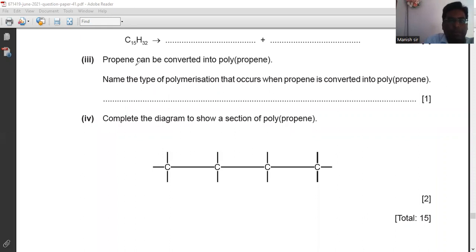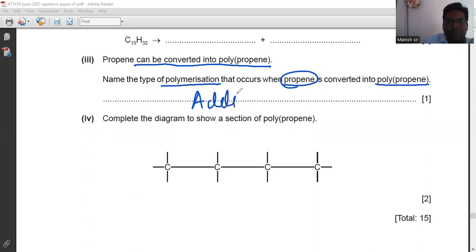So next is propene can be converted into polypropene. So name the type of polymerization that occurs when propene is converted into polypropene. So it is called addition polymerization. So addition reaction will be this. Complete the diagram to show the section of polypropene. Right. So try last one.